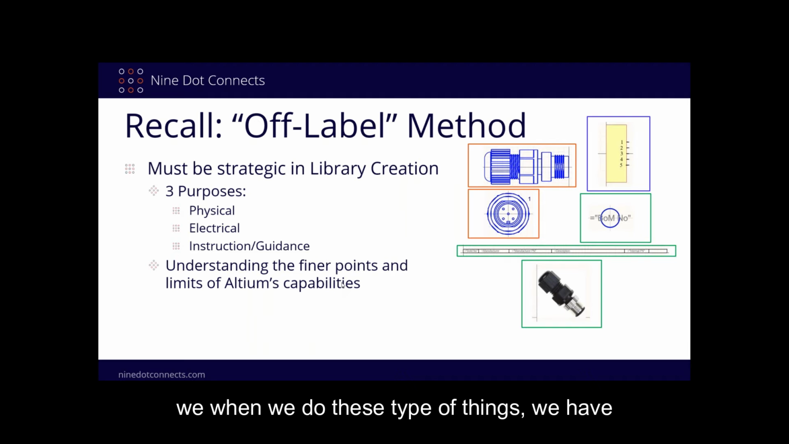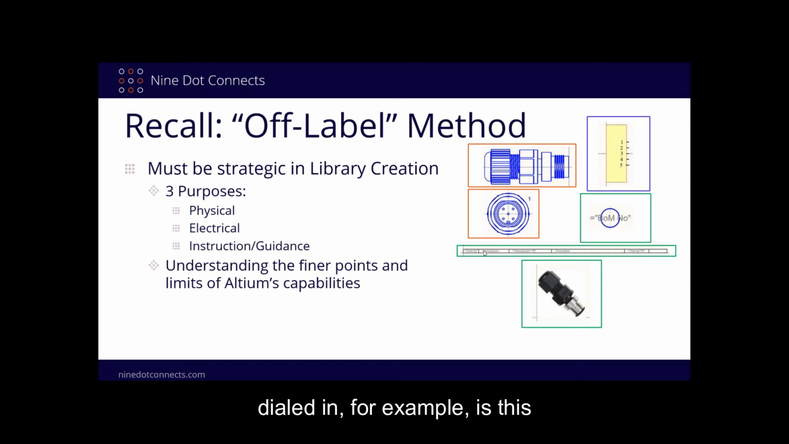So when we do these types of things, we have to be very strategic about how we do them, because they ultimately impact things down the road. For example, one thing that we got really dialed in is this line item here. If you'll notice, it says equal BOM number, equal manufacturer, equal manufacturer's part number. These aren't parameters, these are actually text.